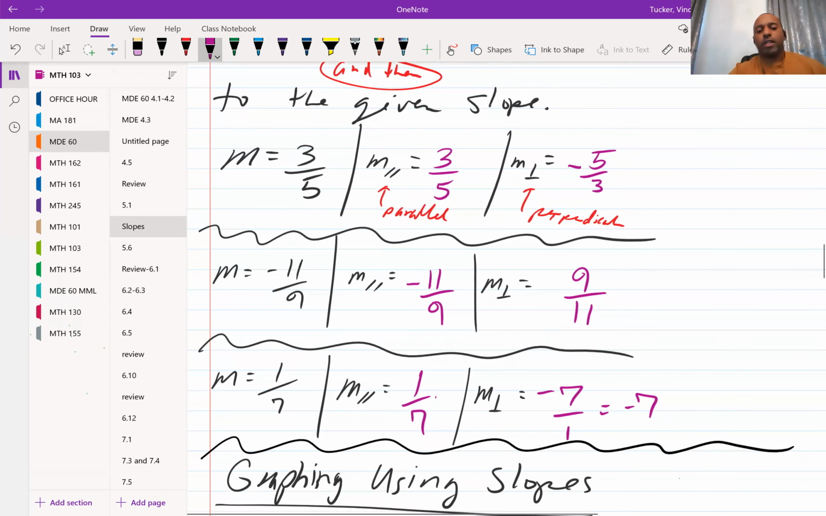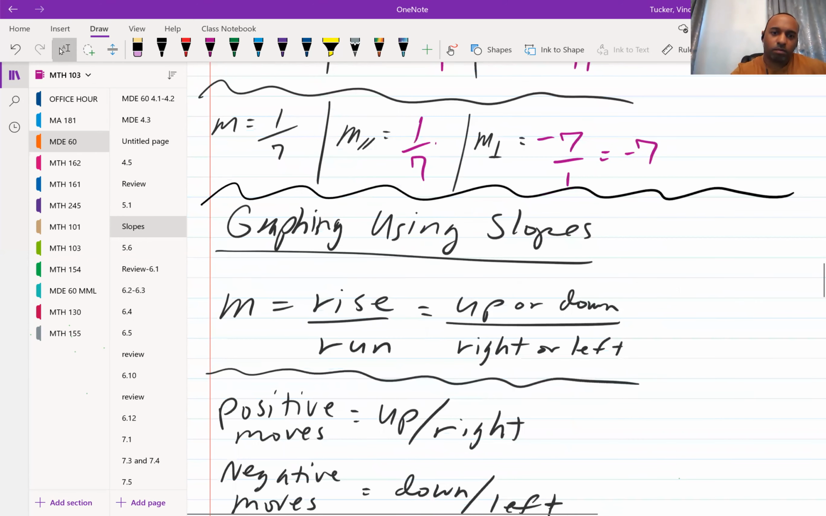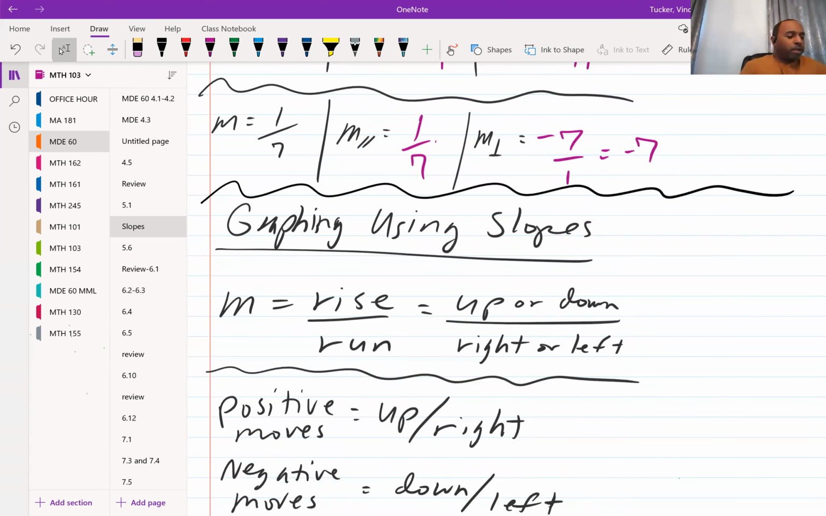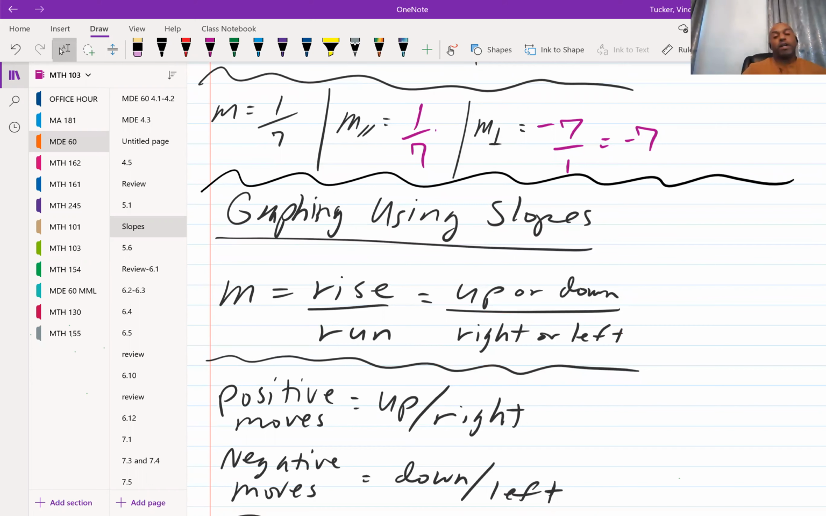All right. So let's graph using the slopes. Remember I told you that last part of the relationship, rise over run, is what we use to graph when it comes to our slopes. The rise represents up or down. The run represents right or left. So what dictates whether we go up or down, right or left, will be the positive or negative sign. Positive moves are up and right, negative moves are down or left.